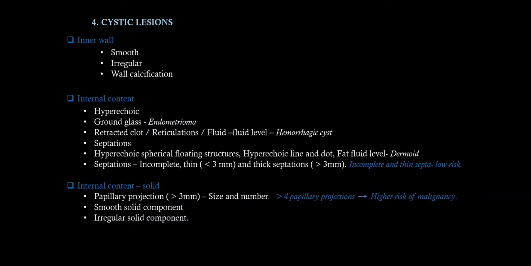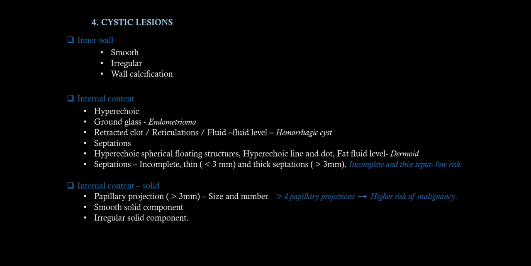Hyperechoic spherical floating structures or hyperechoic lines and dots, and a fat fluid level, are described for the dermoid. And otherwise we should be describing the septations, which can be incomplete, which is more classical of tubular pathology. Thin when they are less than 3 millimeters, and thick septations when they are more than 3 millimeters. Incomplete and thin septations are both more in favor of a low risk.